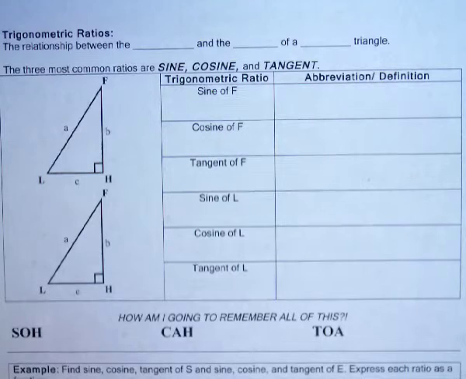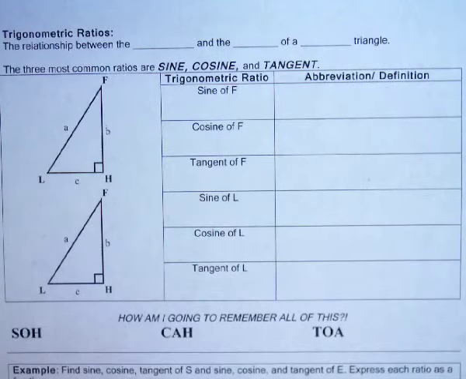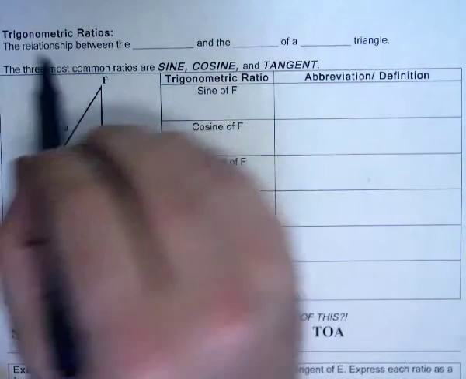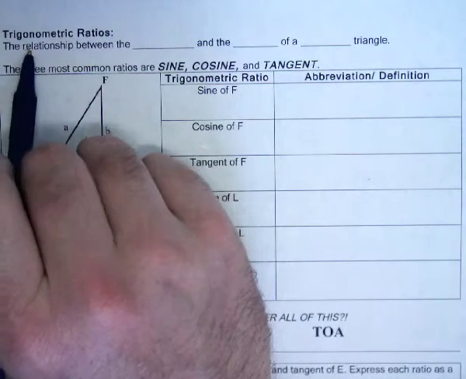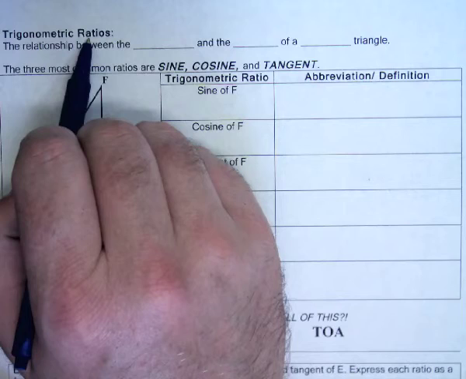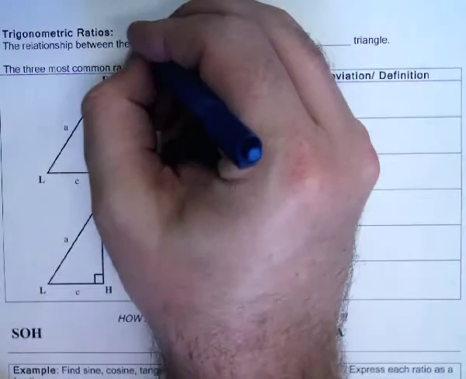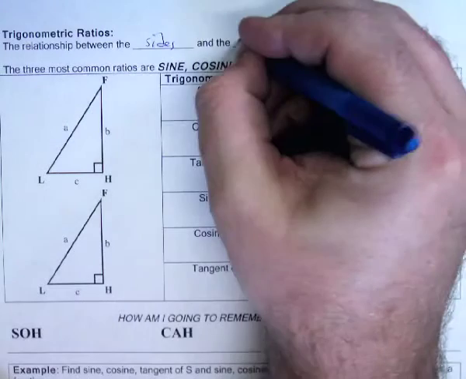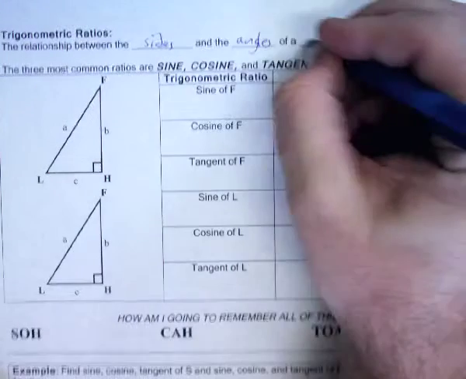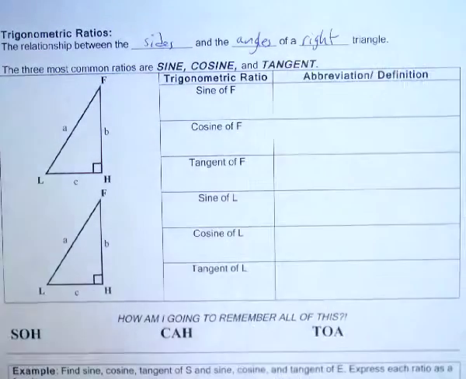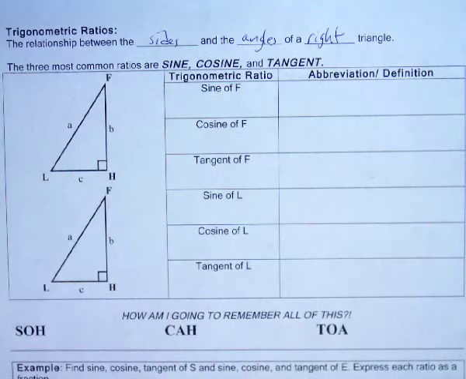We're going to learn some new language. So we're just going to hop right into it. We're going to talk about trigonometric ratios. Ratios is another word for fractions. And we need to fill in that relationship between the sides and the angles of a right triangle. We only look at a right triangle.